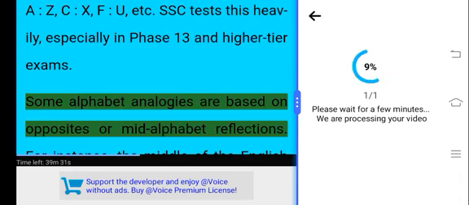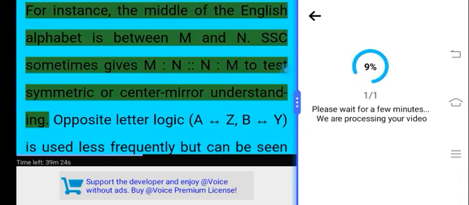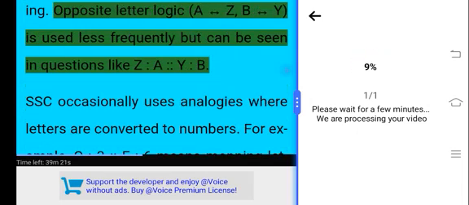Some alphabet analogies are based on opposites or mid-alphabet reflections. For instance, the middle of the English alphabet is between M and N. SSC sometimes gives M, N, N, M to test symmetric or center mirror understanding. Opposite letter logic, A to Z, B to Y, is used less frequently but can be seen in questions like C, A, Y, B.